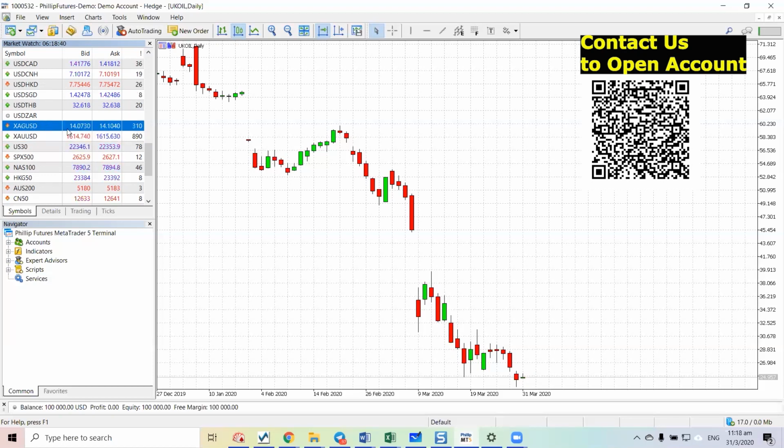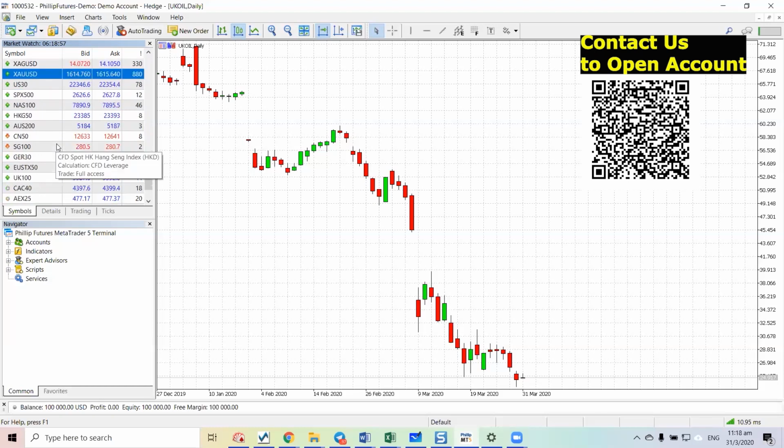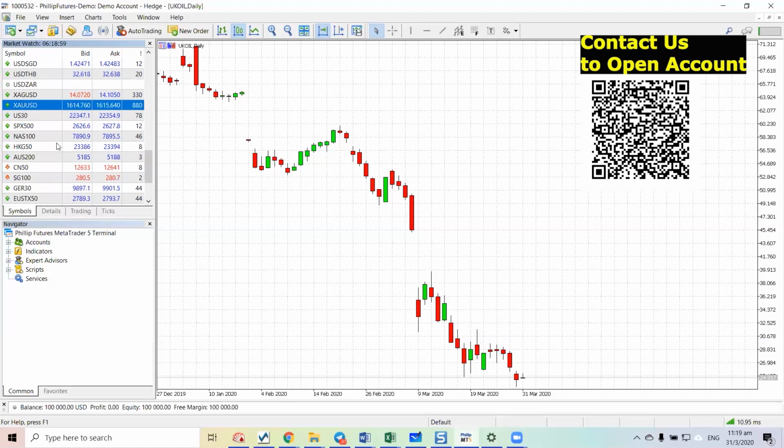Okay, XAG, this one at $14, is silver. Yes, it's the silver price. And this one is actually gold. Yes, that's right. So that means commodity-wise, there's also gold and silver. We term it as bullion. I see. So basically it's gold, silver, crude oil, currency, and index. I think that's right. That is quite complete for most of the traders out there.